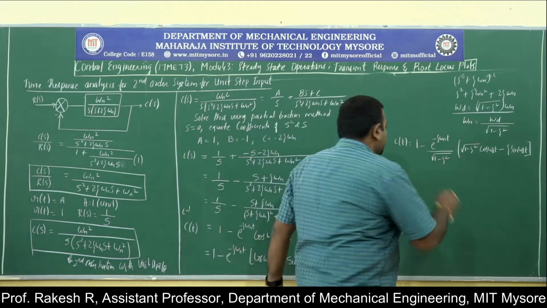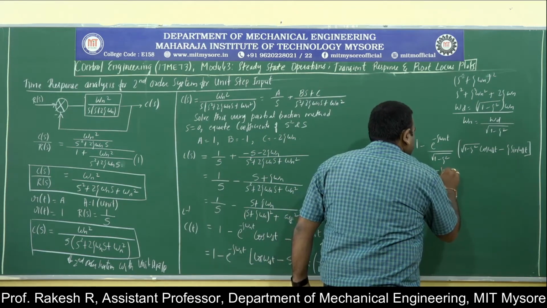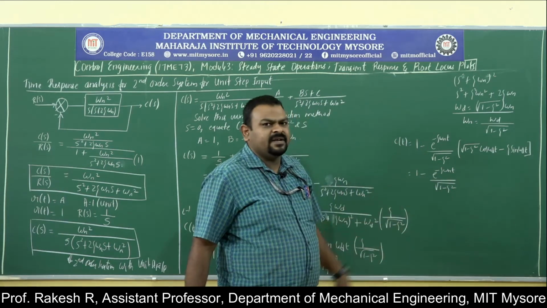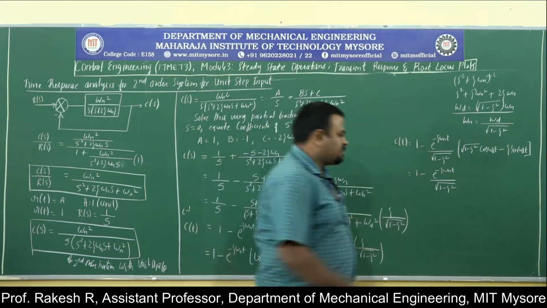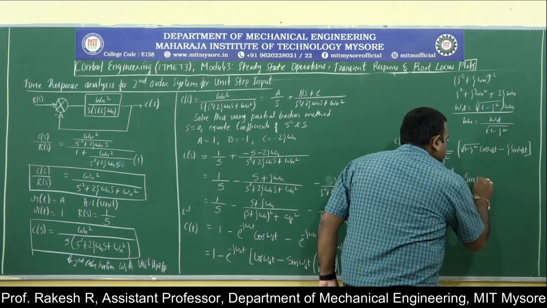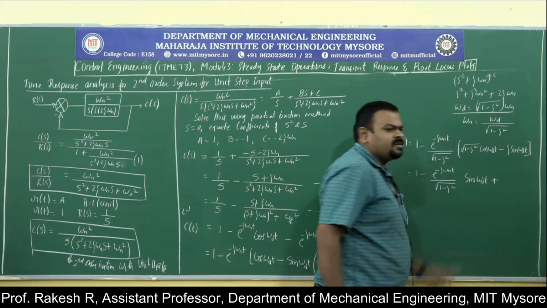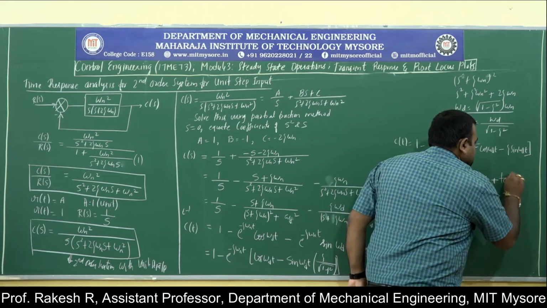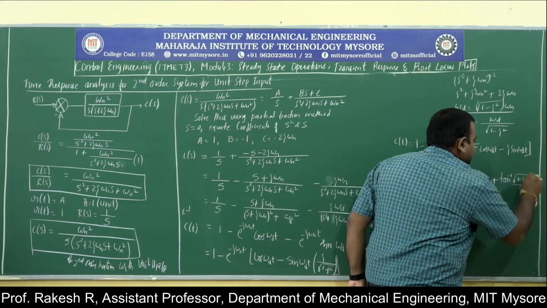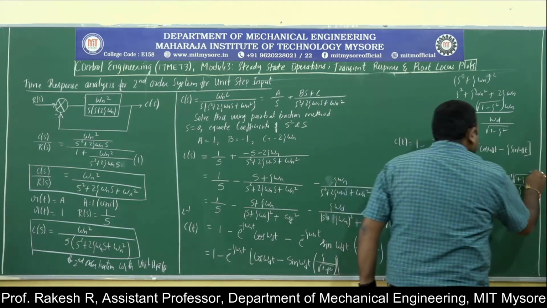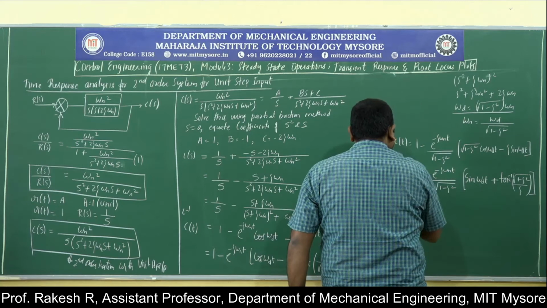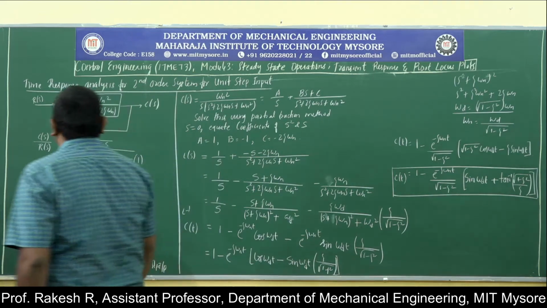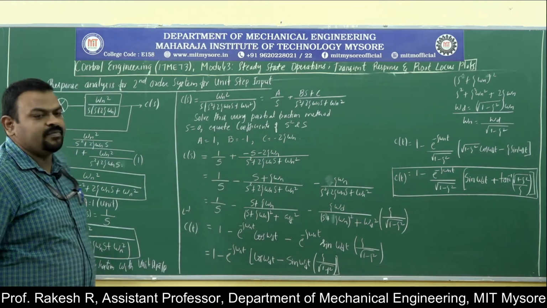This can be further simplified: 1 minus e to the power of minus zeta omega n t divided by square root of 1 minus zeta square. This can be written in terms of sine of a plus b, so sine of omega d t plus phi, where phi is a phase angle. Phi can be written as tan inverse of square root of 1 minus zeta square divided by zeta. So this is an expression for C of t, the controlled output variable for a second order system with unit step input.